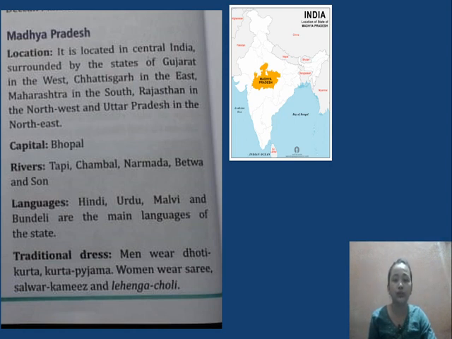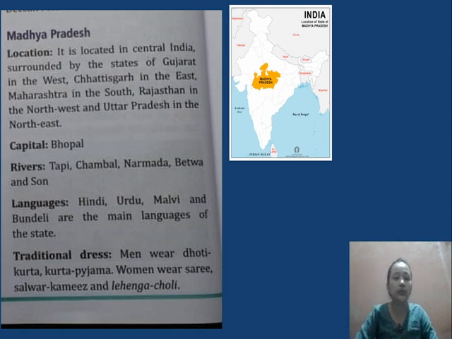The rivers that flow around Madhya Pradesh are Tapi, Chambal, Narmada, Betwa, and Son. So those are the rivers which flow through Madhya Pradesh. What languages do they speak? Hindi, Urdu, Malvi, and Bhili are the main languages of the state.